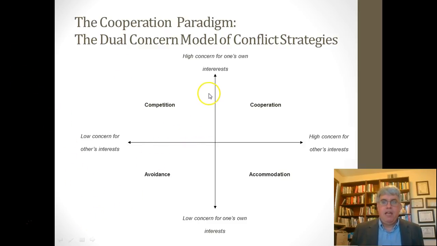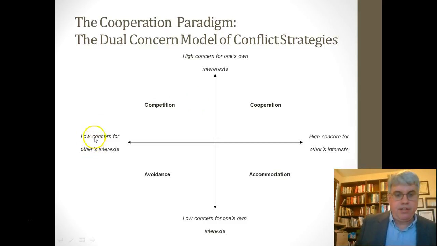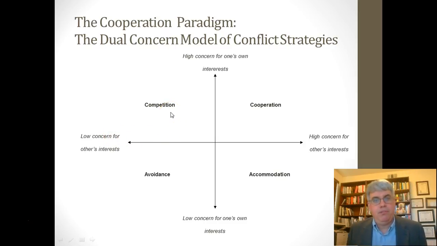For example, if you're highly concerned about your own interests, but you're not concerned for others' interests, the way that you're going to approach conflict is what's known as competition or domination. The goal is to get the other person to do what you want.